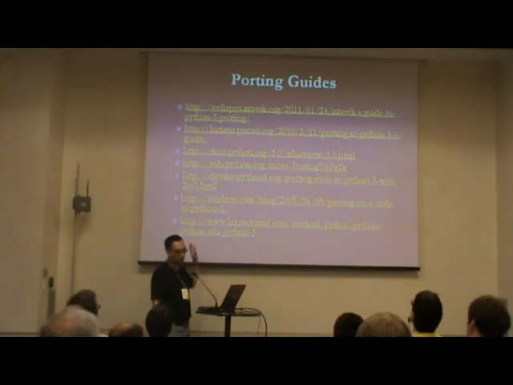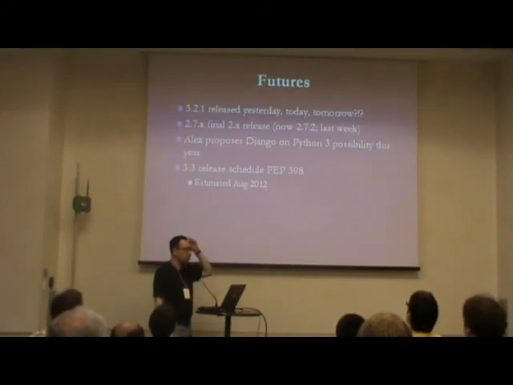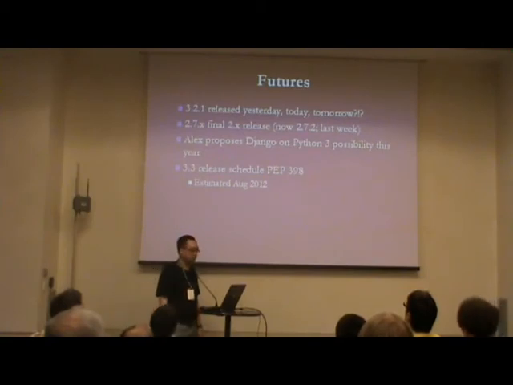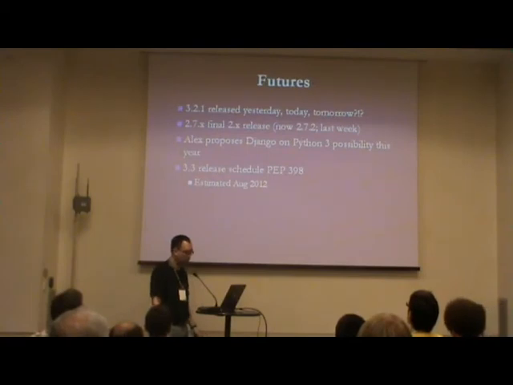And there's a whole bunch of recommendations on how to do porting. Some of them are newer, some of them are older. So again, you can just download the PDF of the talk and get these, so you don't have to write these down. As for upcoming features, Python 3.2.1 was supposed to be released yesterday, so maybe today or maybe tomorrow. I don't know if anybody in the room knows, but it's imminent. 2.7 is on 2.7.2 now. 2.7 should be the final 2.x release. Like I said, we don't want to go any more. 2.7.2 actually came out last week.